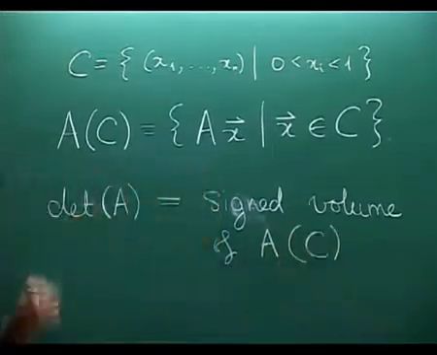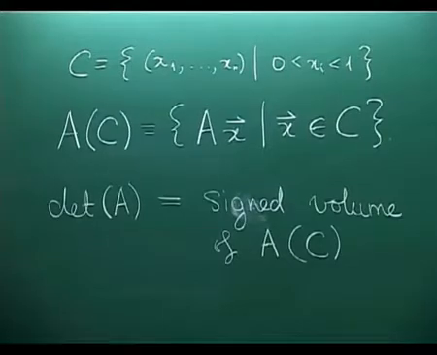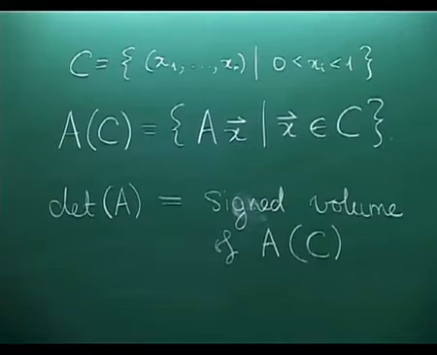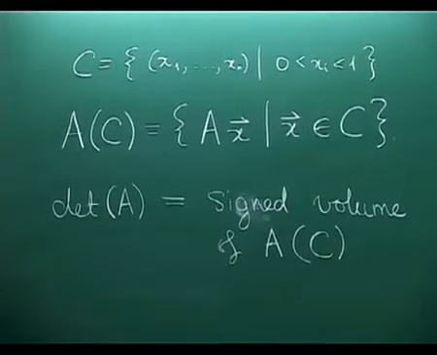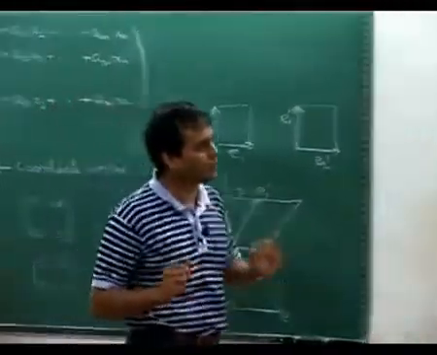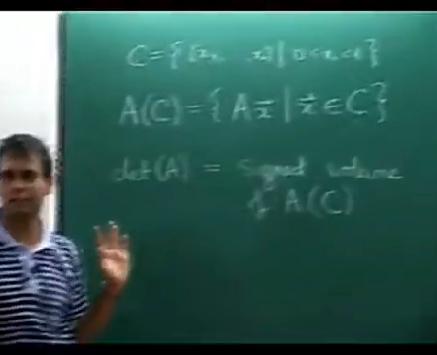If I had just said determinant is the volume of AC, you would say that can't be, because some matrices have negative determinant. For example, this matrix, its determinant is -1. So determinant cannot be volume. There is some funny sign coming up.